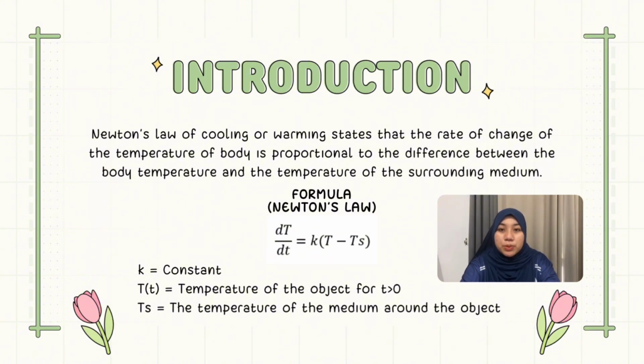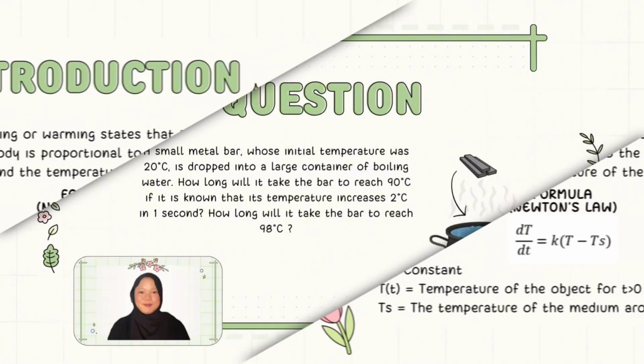In this topic, the formula that we use is Newton's law, dT/dt equals k times (T minus Ts), where k is a constant, T(t) is the temperature of the object for t more than 0, and Ts is the temperature of the medium around the object.